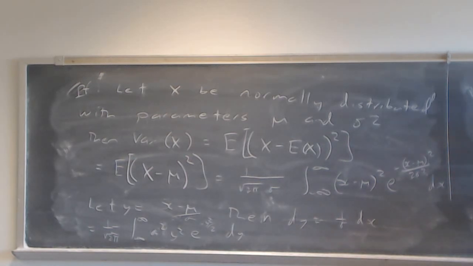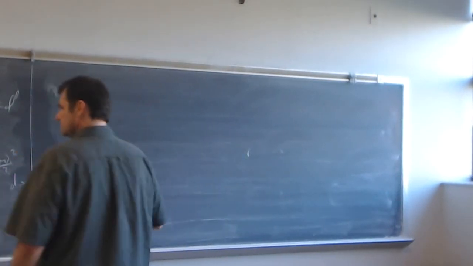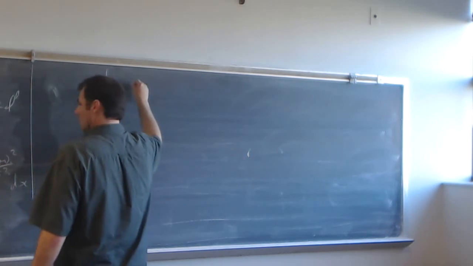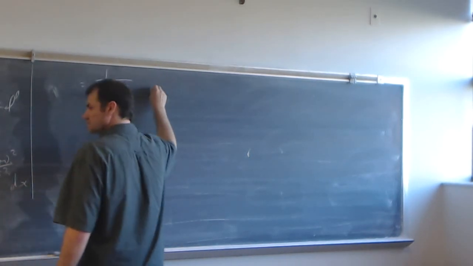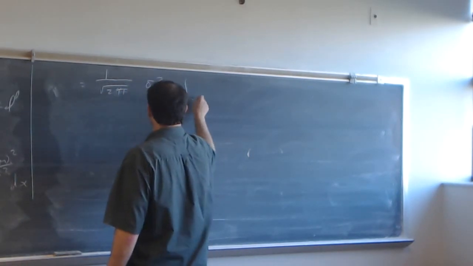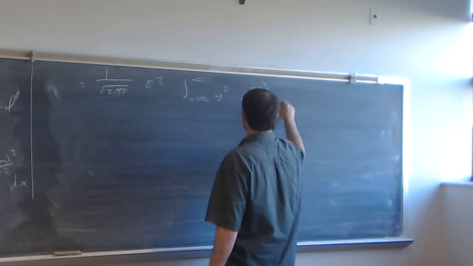We're almost done. So that's equal to 1 over the square root of 2 pi. I'm going to pull out the sigma squared. Integral from minus infinity to infinity of y squared e to the minus y squared over 2 dy.